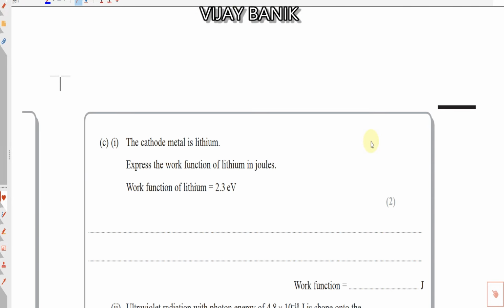The cathode metal is lithium. Okay, the cathode metal is made up of lithium. Express the work function of lithium in joules. So we need to know the work function of lithium in joules.